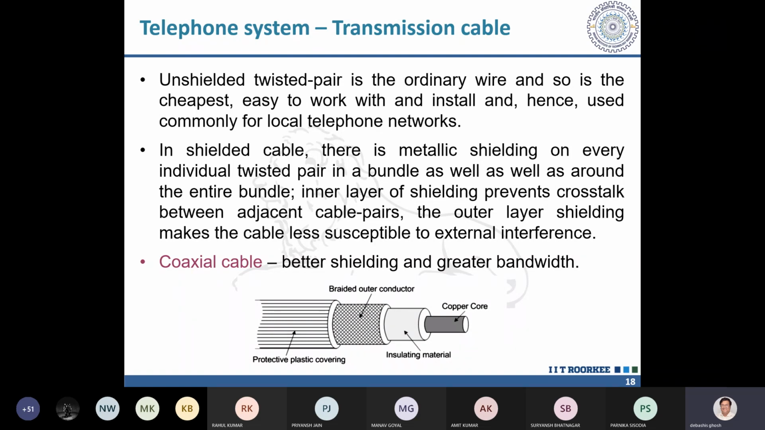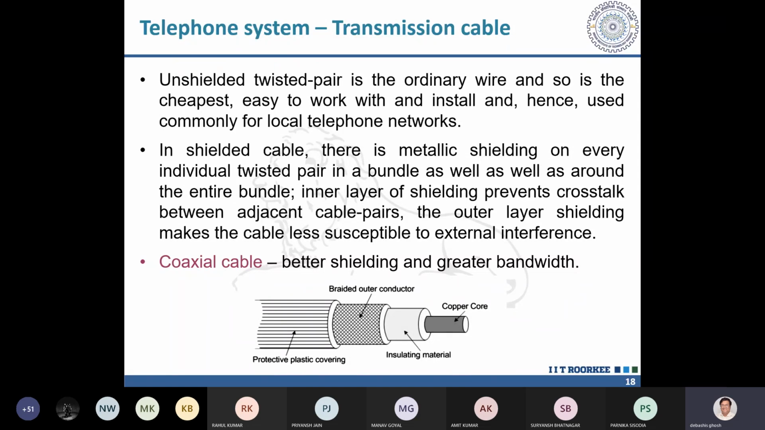Okay, so this is what we have talked about in the telephone system, the oldest telephone system. Now, in the next class, we will be switching over mostly to electronic communication, which is still in use with a lot of developments. Okay, we'll talk about it in the next class.